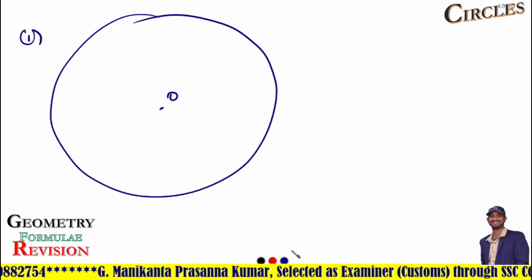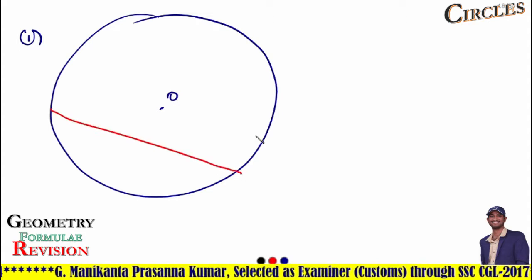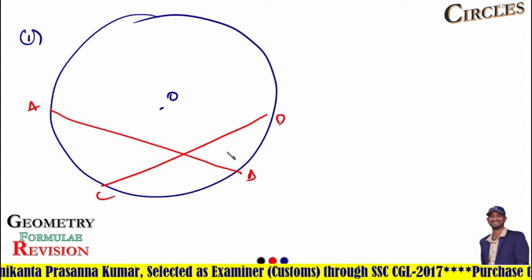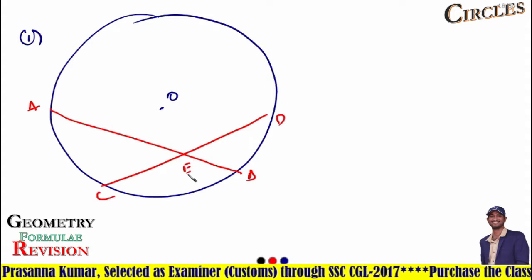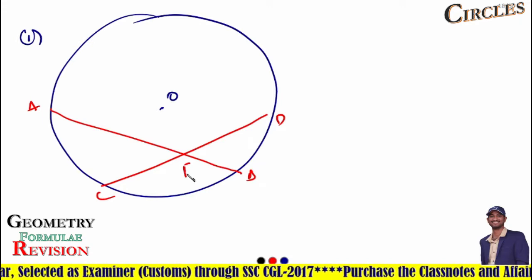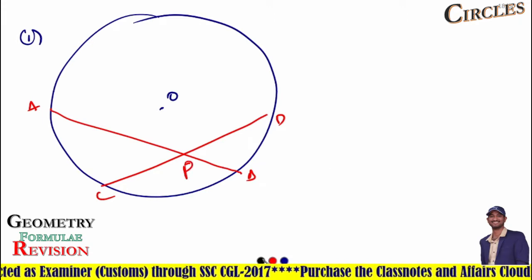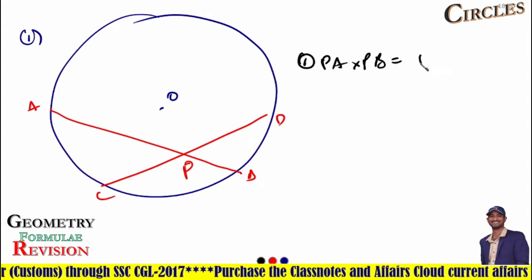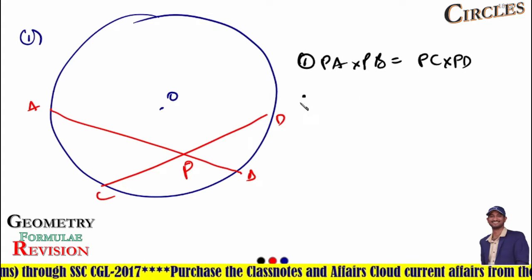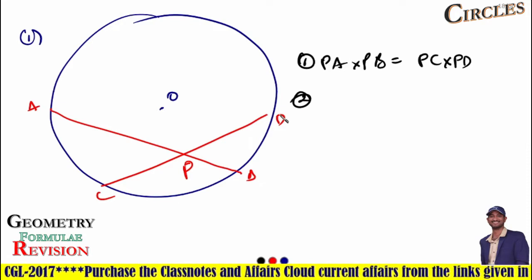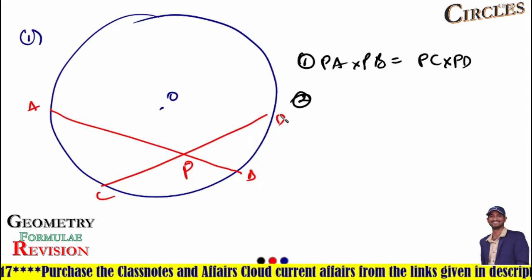With center O, and these chords AB and CD intersect at some point E, or P, whatever it may be. I'll take it as P. Okay. So the first point here you have to remember: PA into PB equals PC into PD. The products of the distances from the intersection point to the extremities of the chord are equal.